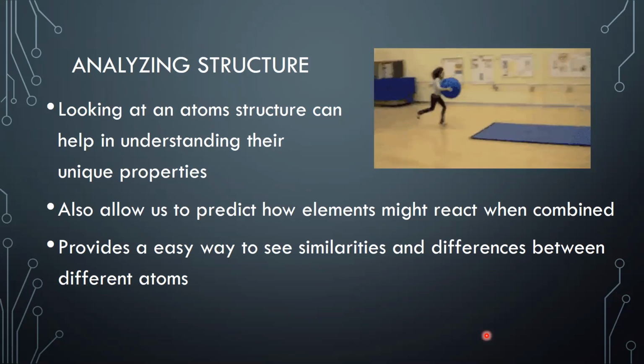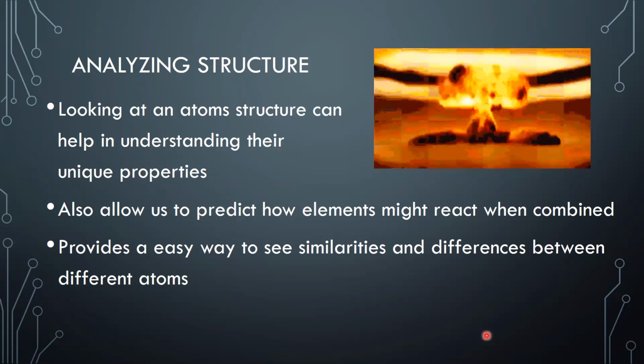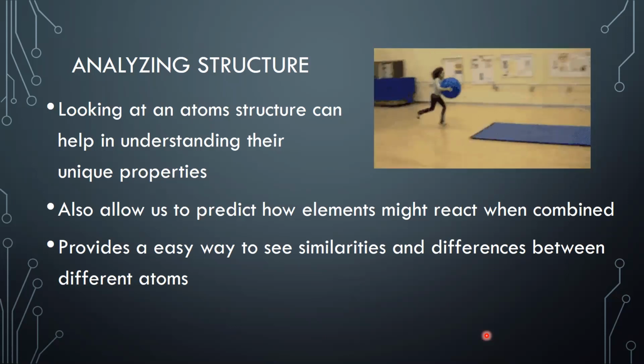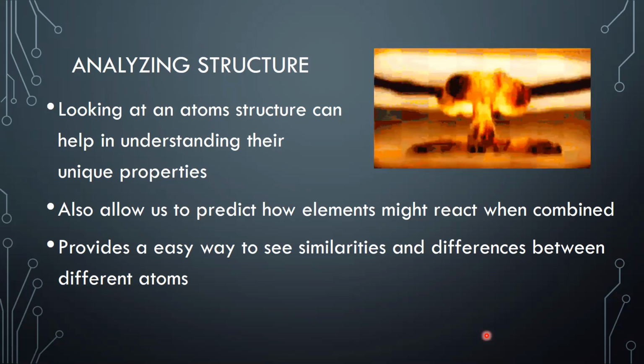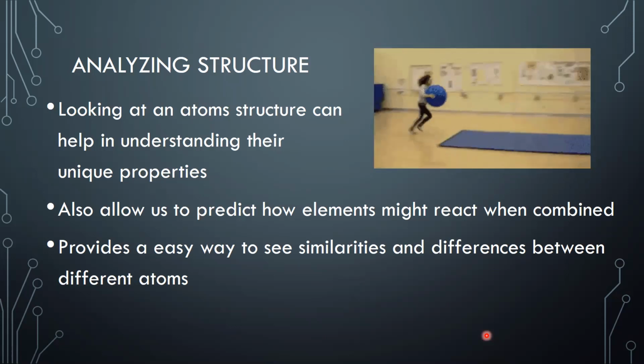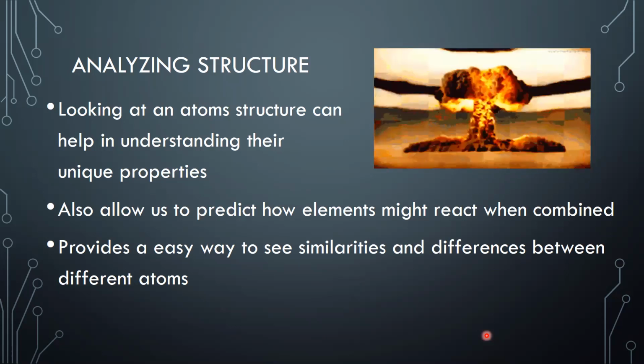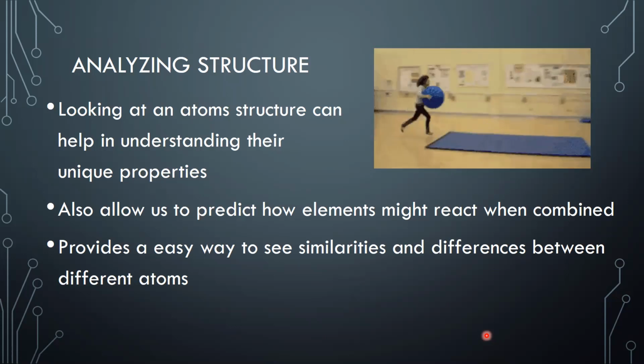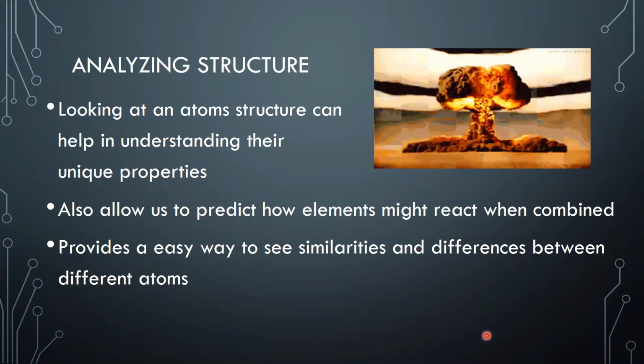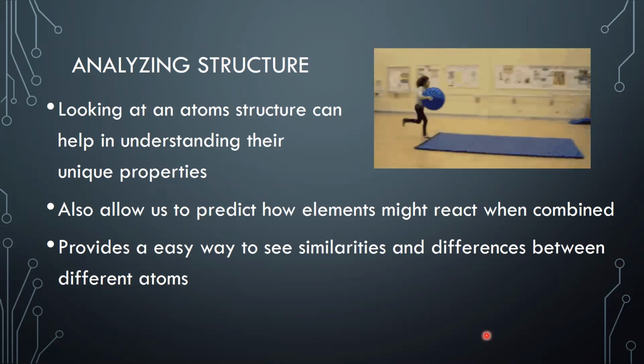All atoms are made up of the same three parts: protons, neutrons, and electrons. Remember, the only way that they differ is in the number of protons, neutrons, and electrons. So it'd be a good way to take a look at the atom structure.